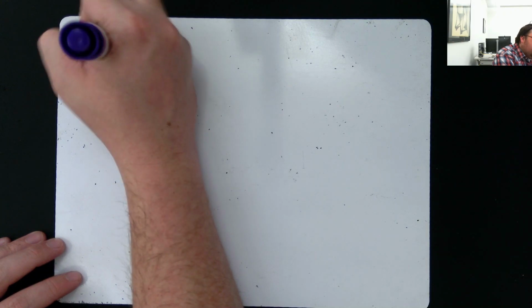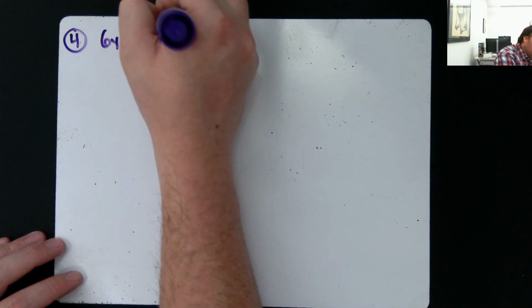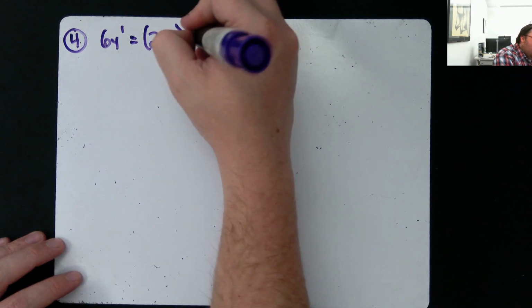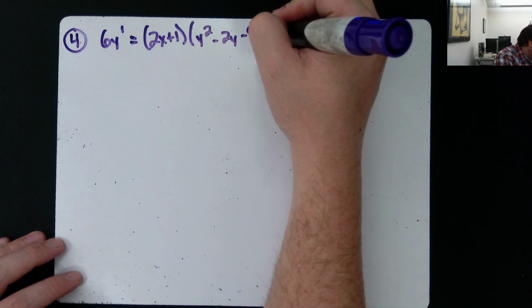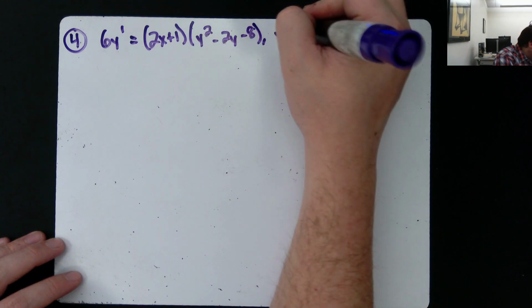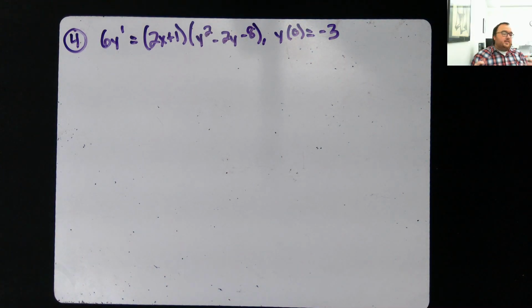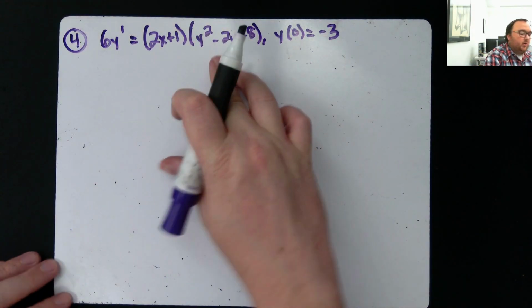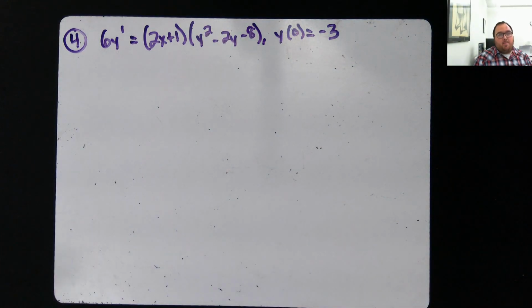Example number 4 is 6y prime equals 2x plus 1, y squared minus 2y minus 8, such that y of 0 equals negative 3. All right, same thing here. I want to move every y over here. The 6, it doesn't really matter which side I put it on, but think about it though.